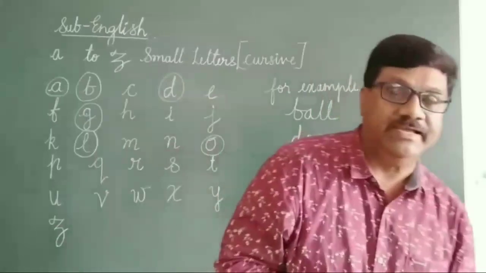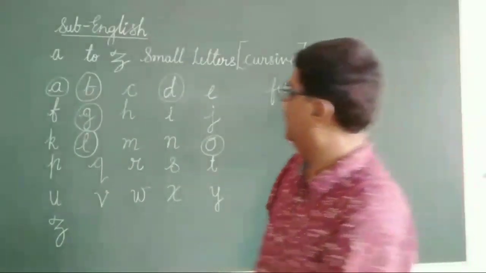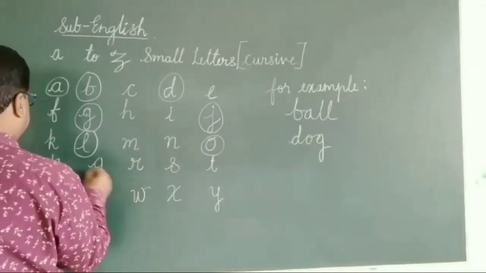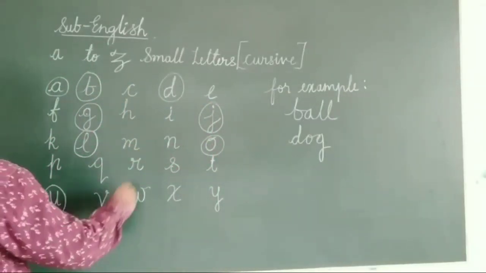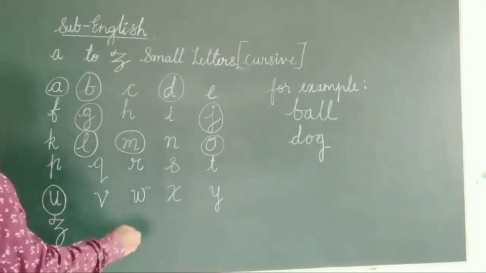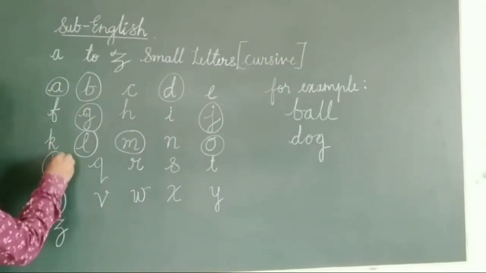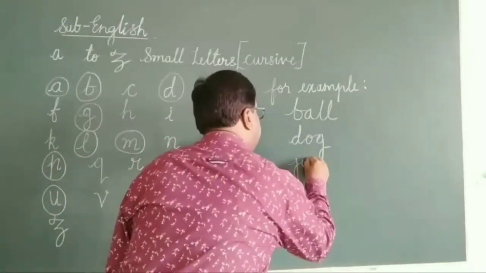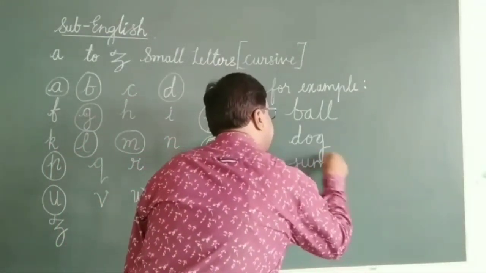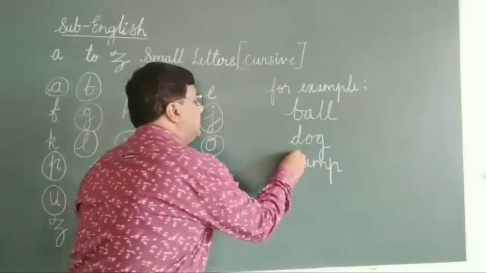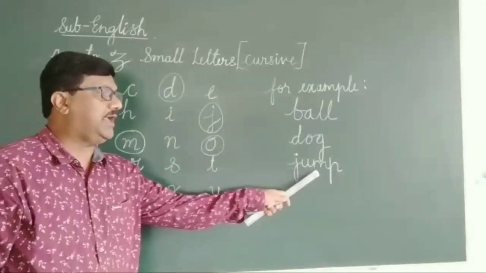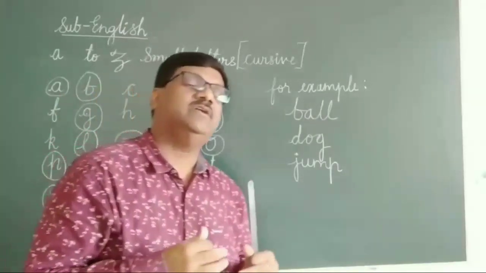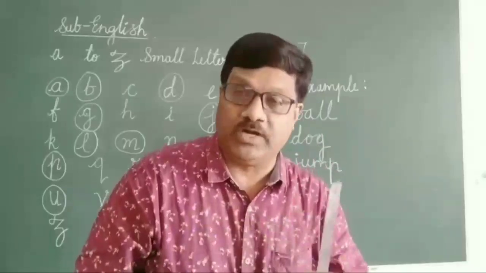And the third word is jump. J, U, M, P, jump. This way we have done the new words.